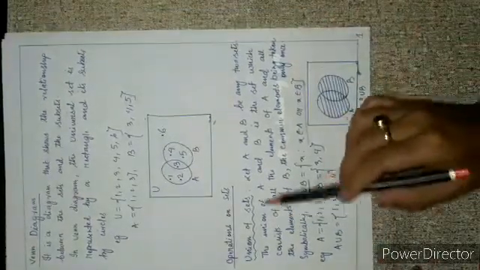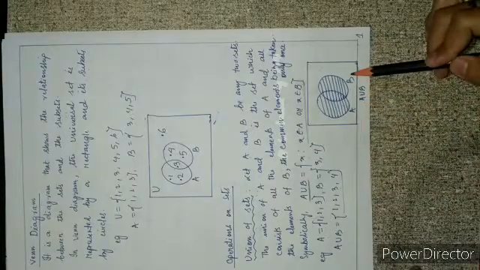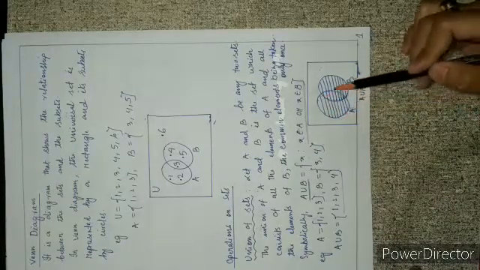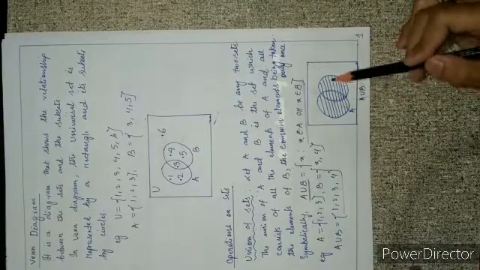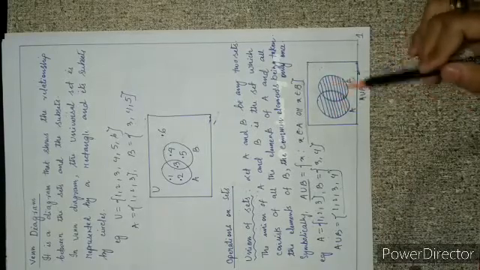In Venn diagram, the union of two sets is represented by this figure. This circle represents set A and this circle represents set B, and the union of set A and set B is represented by this shaded portion.